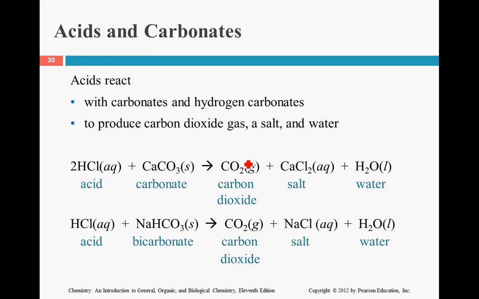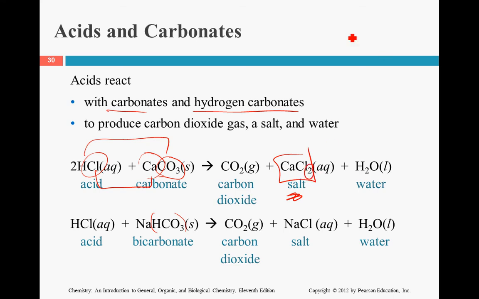Now we're going to talk about how acids react with carbonates and hydrogen carbonates. So here's our carbonate, CO3. Bicarbonate is HCO3. This is very similar to a double replacement reaction, where the outsides come together and the insides come together. So calcium is now with chlorine. And here we see it right here. Once again, it's called a salt because any ionic compound is considered a salt.